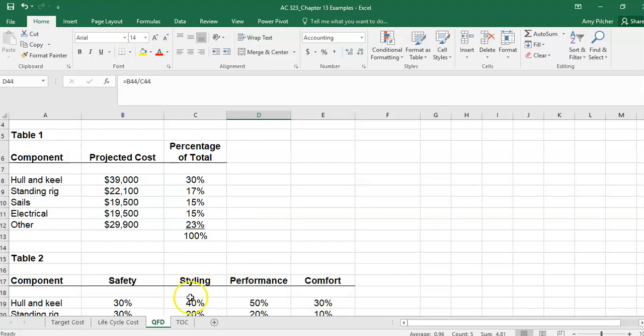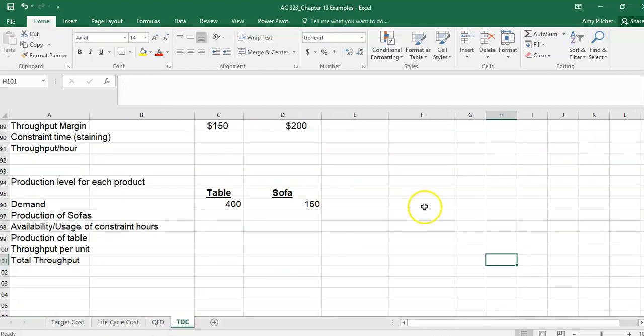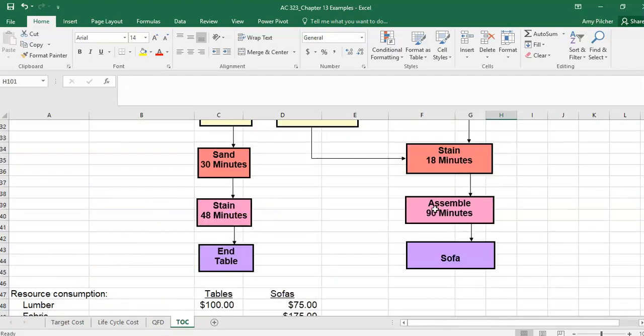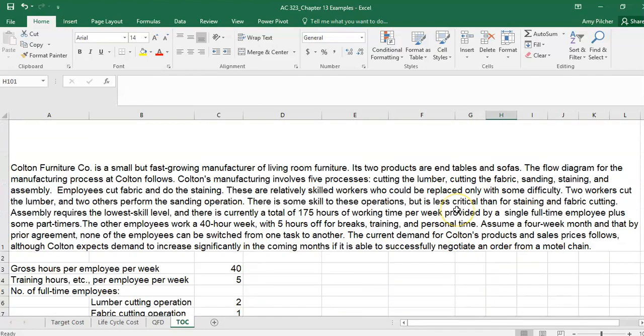The last example in this chapter is based on theory of constraints. In theory of constraints, we only have so many hours of working time per week in order to make items. So we want to look at what is the most beneficial production schedule for us based on this limited constraint of direct labor hours. We have a lot of information here.